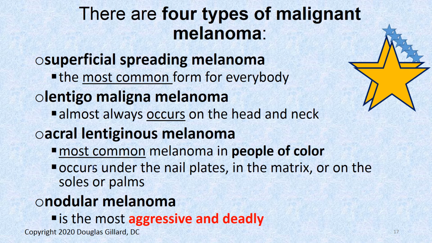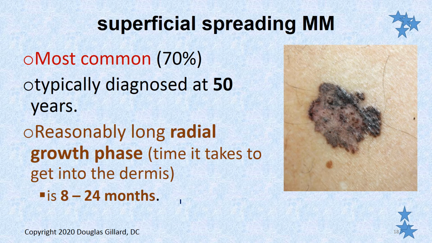And then nodular melanoma is the last type. This one is very, very aggressive and deadly. This is the one where if you're trying to get into a big center like Stanford, you're going to be in trouble because it takes so long. These can spread within months.